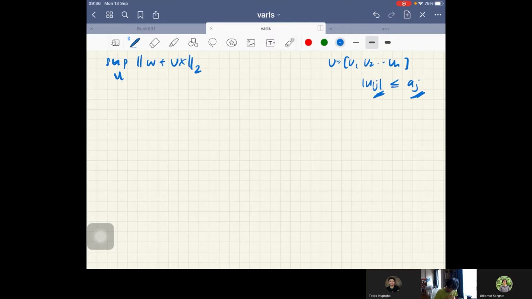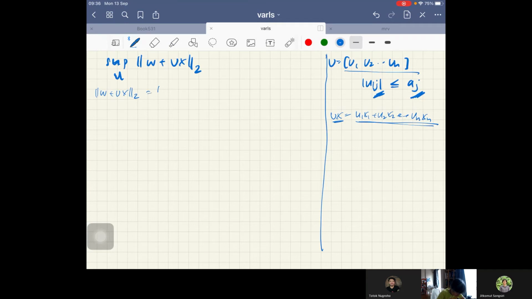Okay. Now what you're going to do is the following. The two norm of Ux plus w. I will sketch a note again. Your U has n columns, so Ux is going to be u1x1 plus u2x2 dot dot dot unxn. So Ux can be written as a linear combination of the n columns in U. So it's going to be w plus u1x1 plus u2x2 dot dot dot unxn.